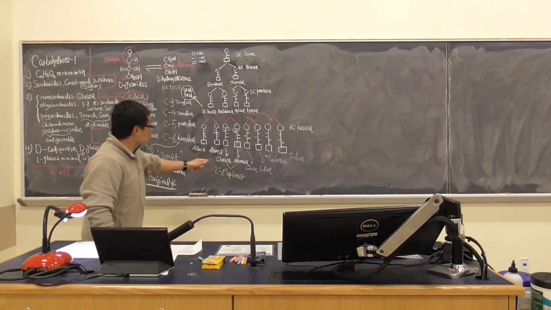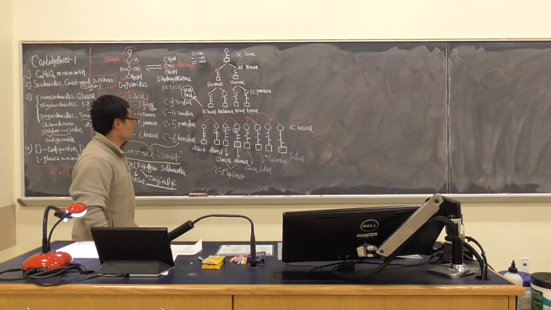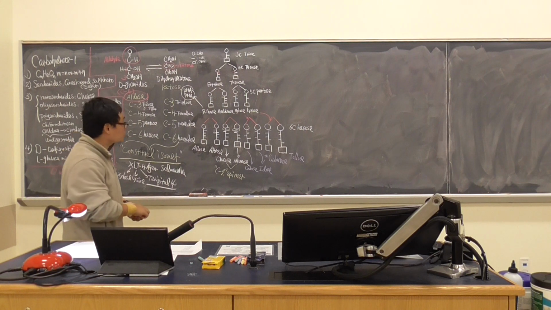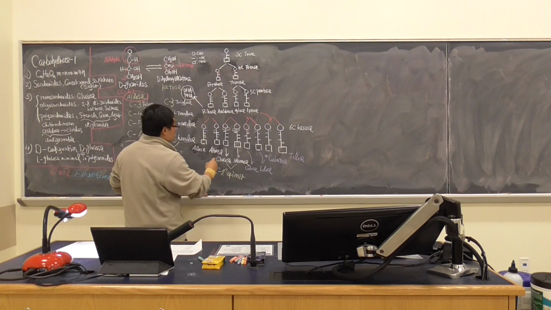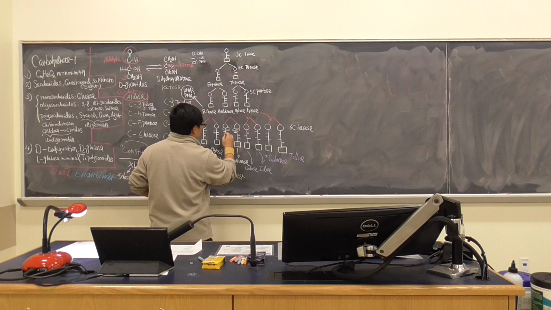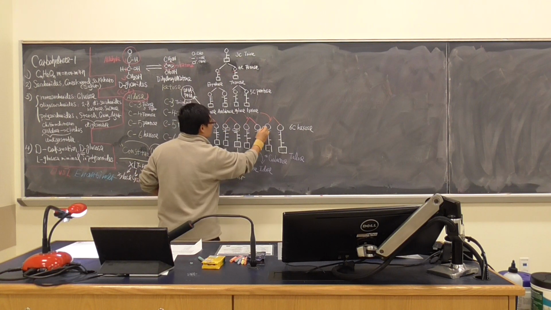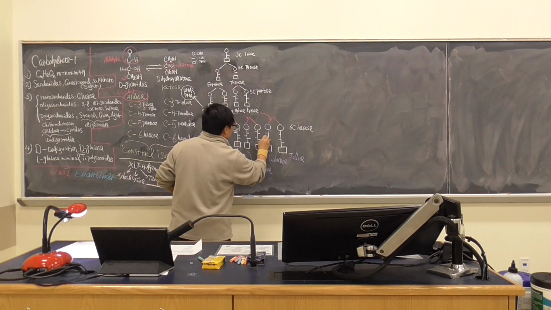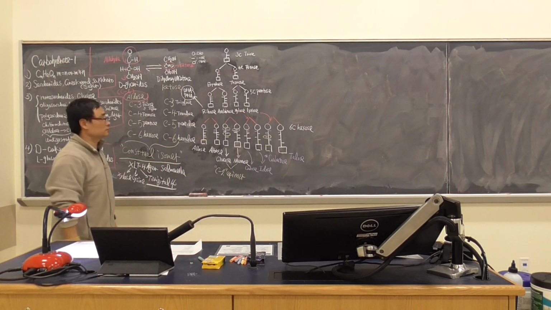Okay, how about the glucose and the galactose? If you look in detail, they look very similar. What's the difference? 1, 2, 3, 4. Carbon number 4 is this one. The others are the same.